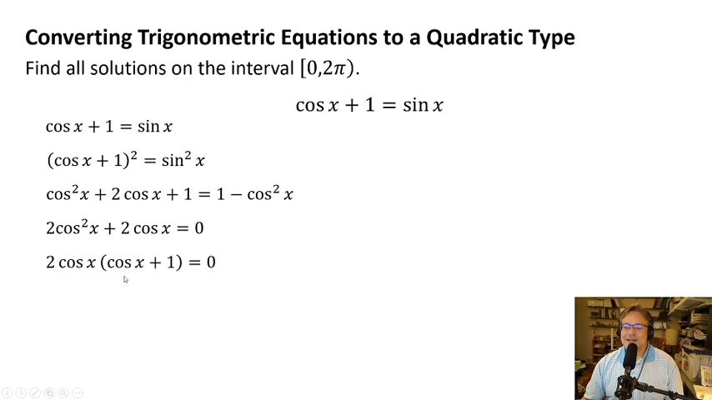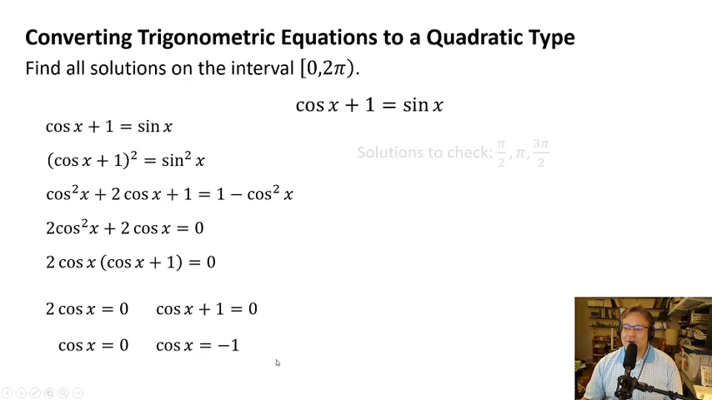2 cosine of x times cosine x plus 1 is equal to 0. That gives us two sets of solutions here: 2 cosine x equals 0, and cosine x plus 1 equals 0. So our first solution here is cosine of x is equal to 0. The second one is cosine of x is equal to negative 1.